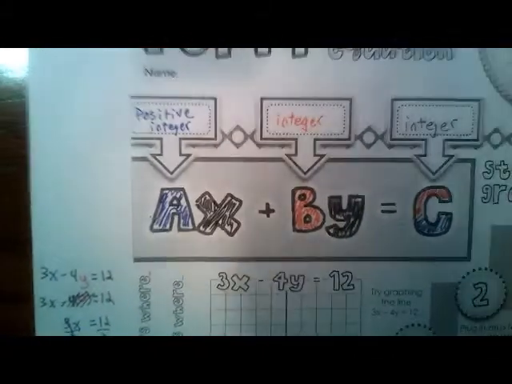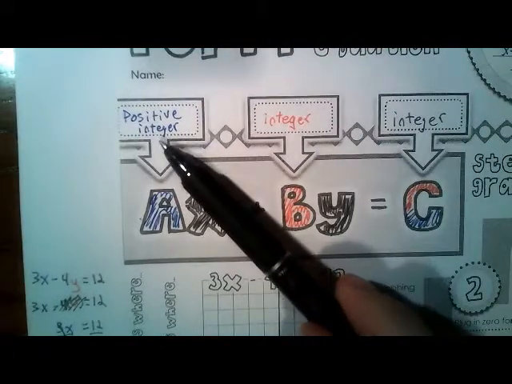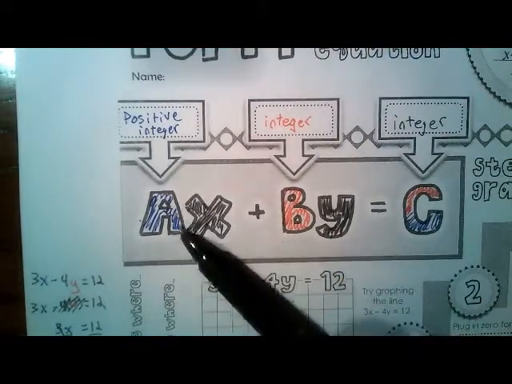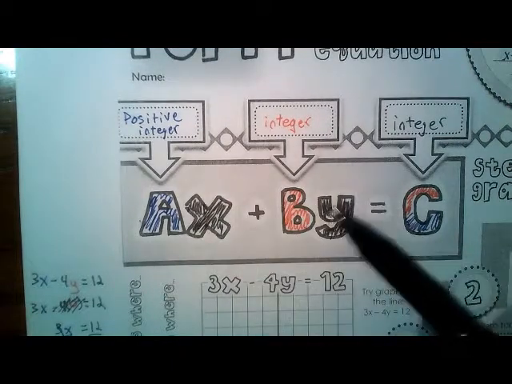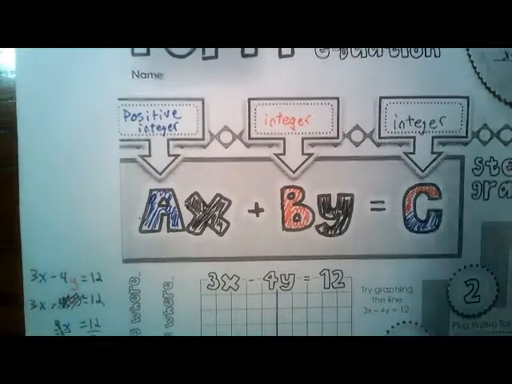Sometimes in order to use this method we have to first write things in standard form, and that just means making sure that x and y are on one side and that we have A as a positive integer. So recall standard form means that A is a positive integer, B is an integer, C is an integer. So we shouldn't have any fractions. And that's what we're going to do for these two here.